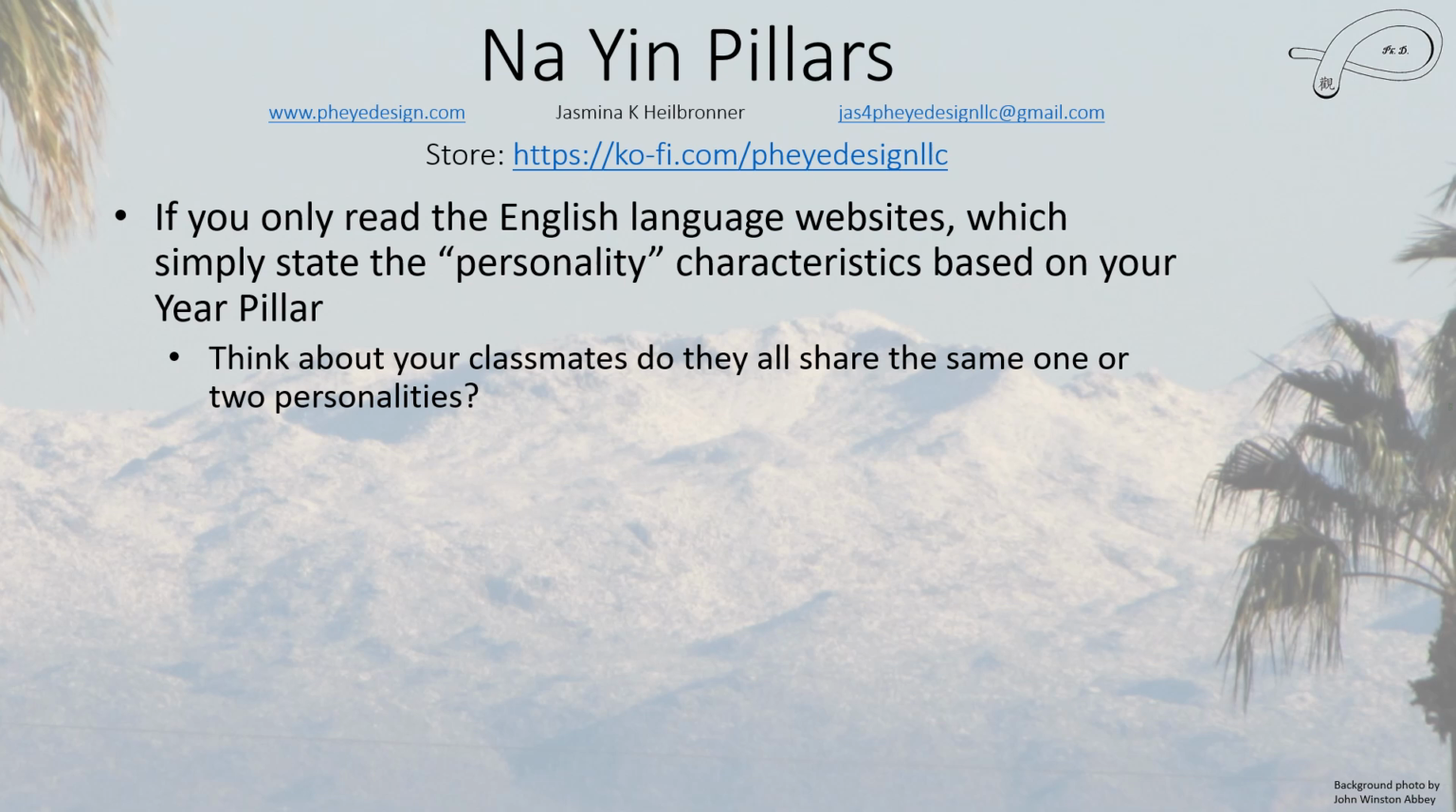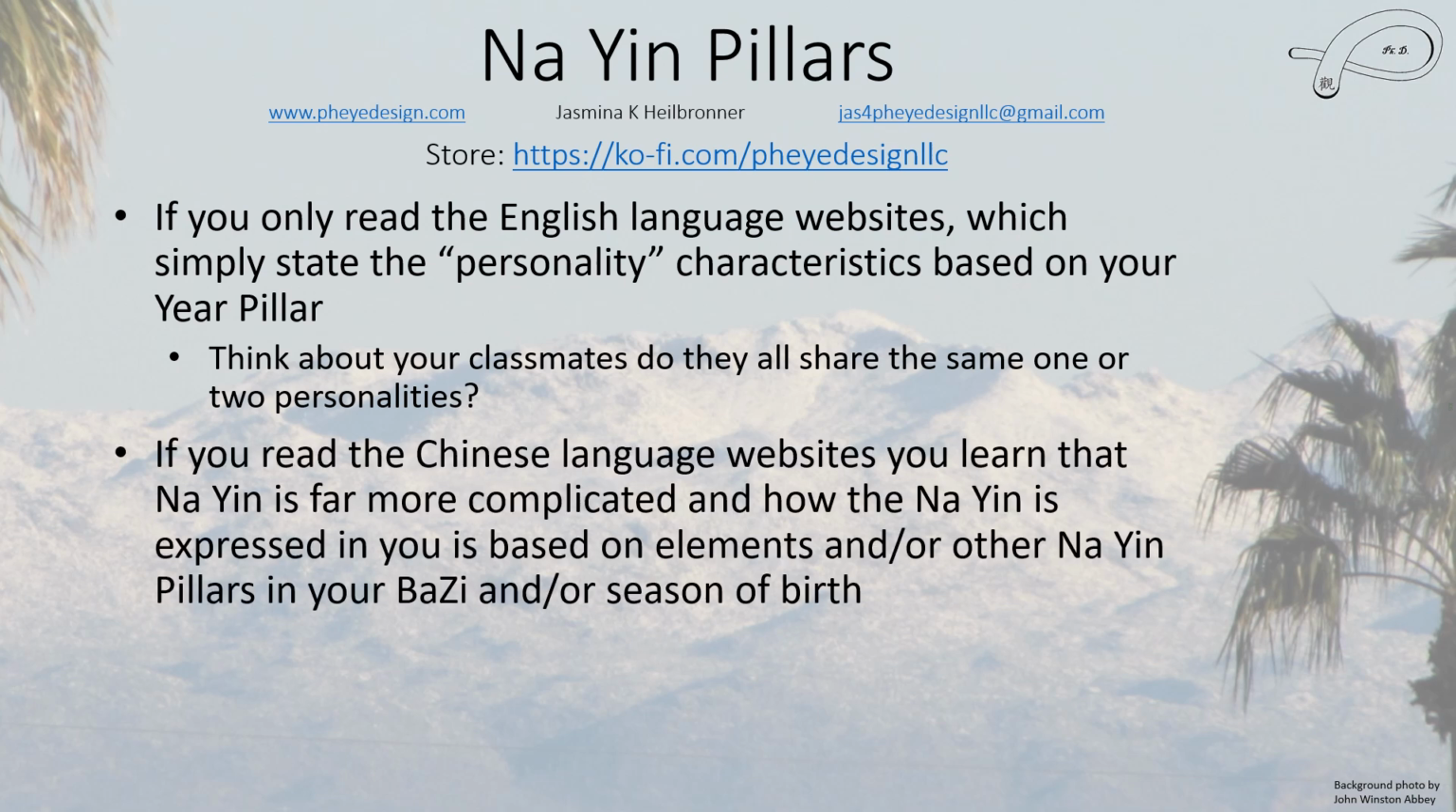And so when I first read this, I just said, well, maybe the Na Yin isn't very powerful. Or maybe it's just sort of made up. But if you read the Chinese language websites, what you learn is that Na Yin is far more complicated. If you read the English language websites, they're telling you the best possible expression of that particular Na Yin. However, how strongly that is expressed in your particular chart can be based on your elements or other Na Yin pillars in your Batsa. And it could also be based on the season of birth.